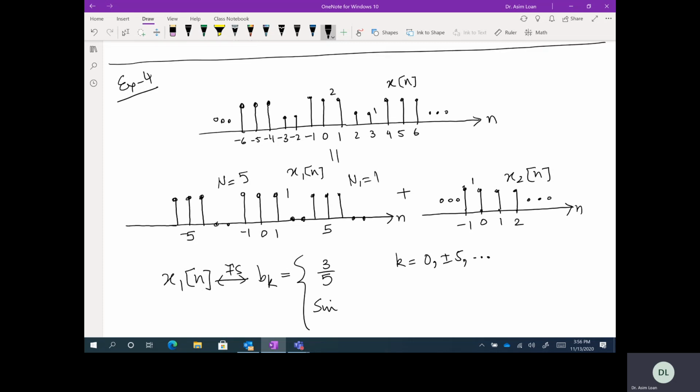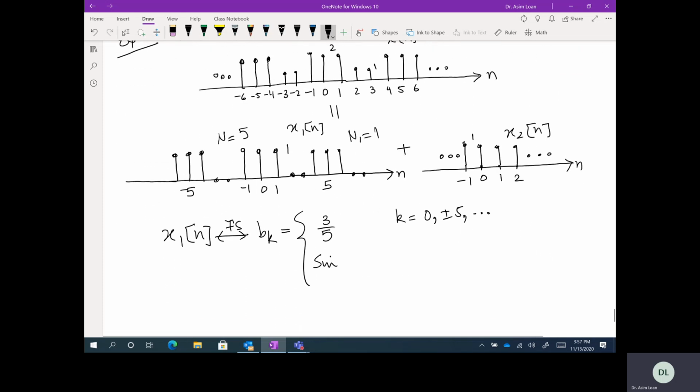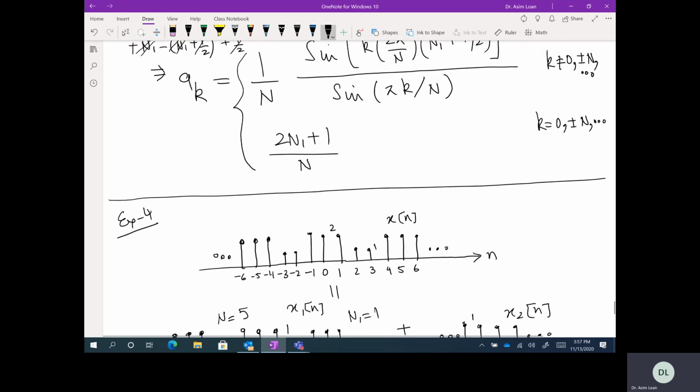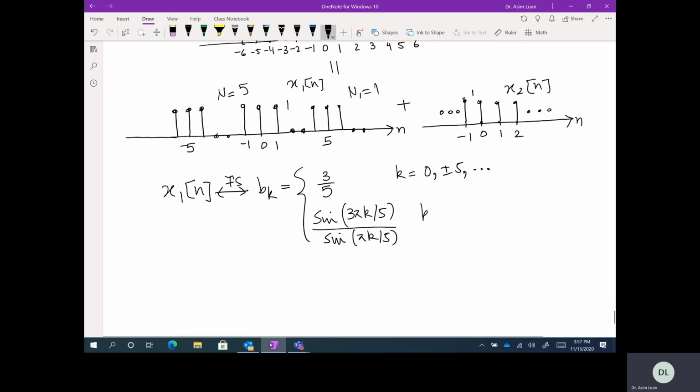And what is this sine? This sine 2 pi by 5 and this is 1, so 3 by 2. So 3 pi by 5. Sine k 3 pi by 5. Sine 3 pi k by 5 divided by sine pi k by 5. It's pi k by n, right? Pi k by n, so pi k by n here. And this is for k not equal to 0, not equal to plus minus 5, and so on and so forth.